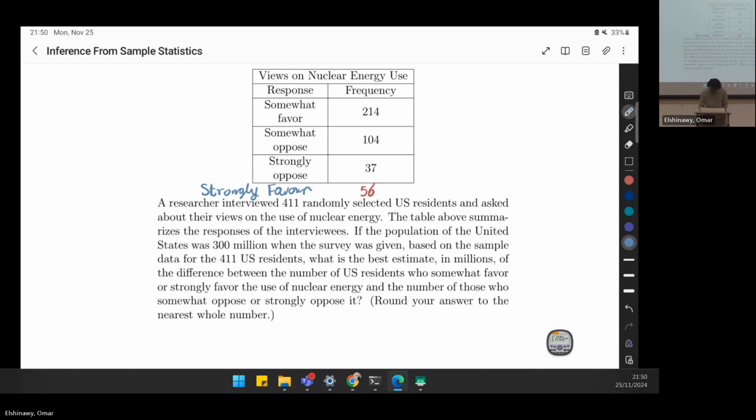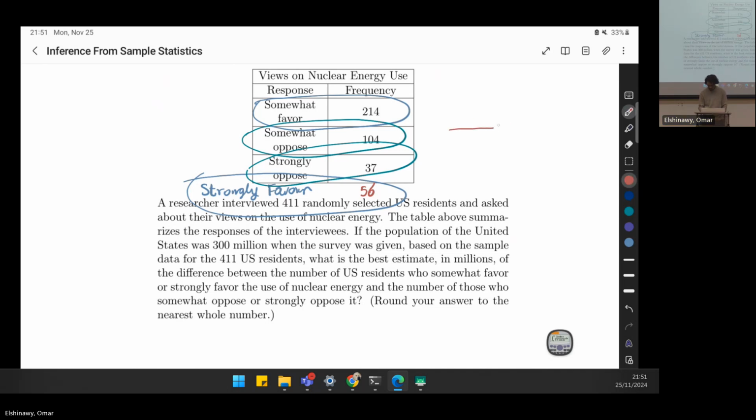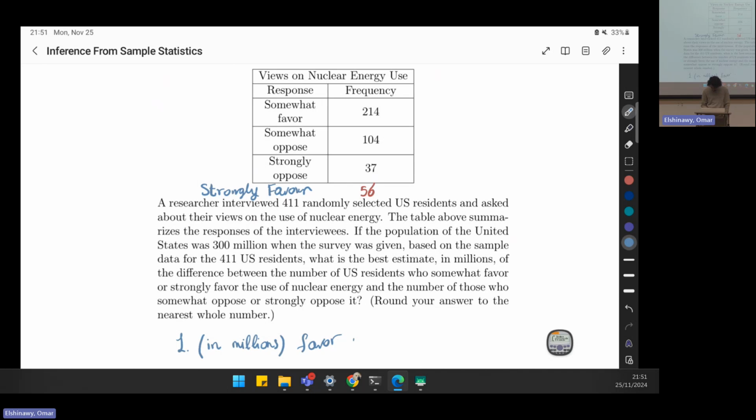In this case, we have these people who favor nuclear energy and these people who oppose nuclear energy. So the goal is to find the number in millions. The first thing we need to find is approximately in millions, how many people favor nuclear energy?